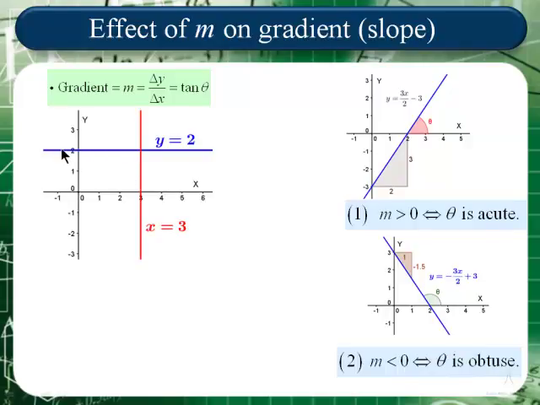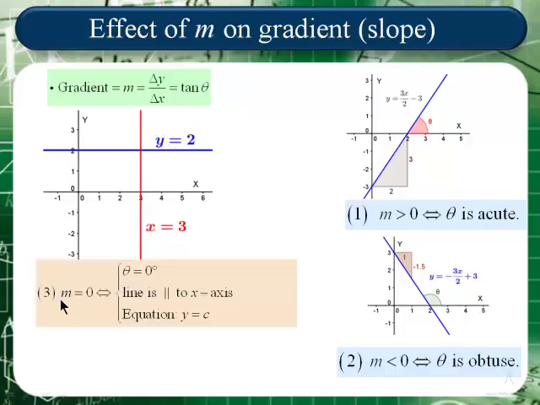Here we have two cases. We have a line parallel to the x-axis, we have a line parallel to the y-axis. Now, if the gradient is 0, then the angle is 0 degrees, because remember, the gradient is tan of the angle, and tan of 0 degrees is 0. In such a case, if the gradient is 0, then the line is parallel to the x-axis, and the defining equation is y equals a constant. In this specific example, y equals 2.